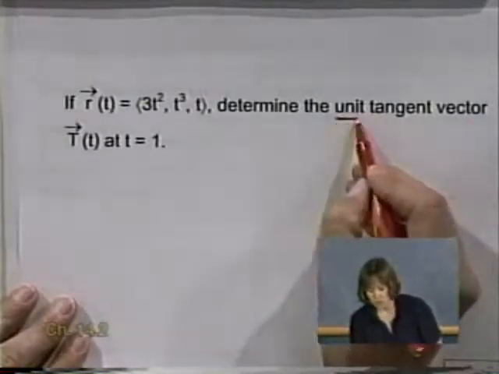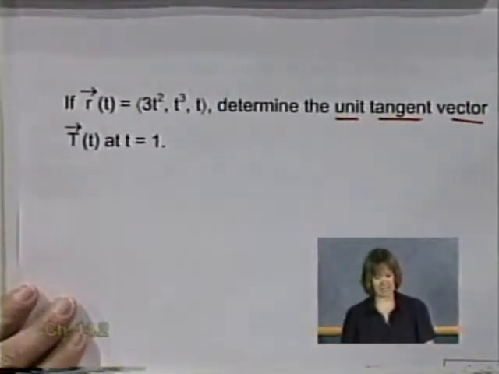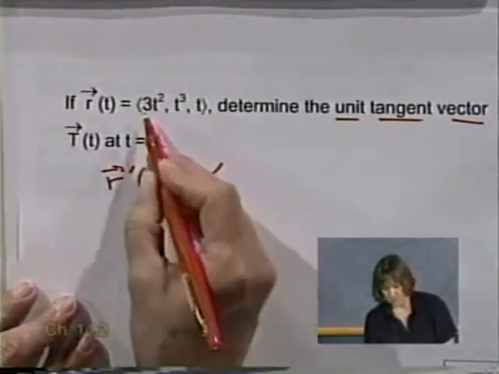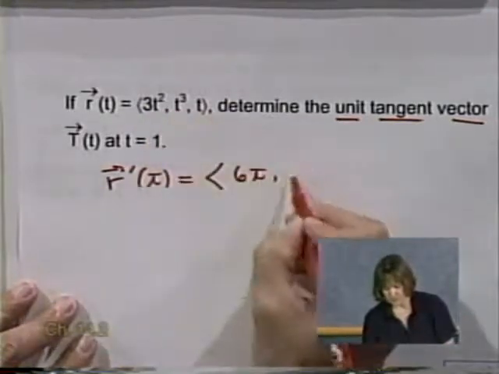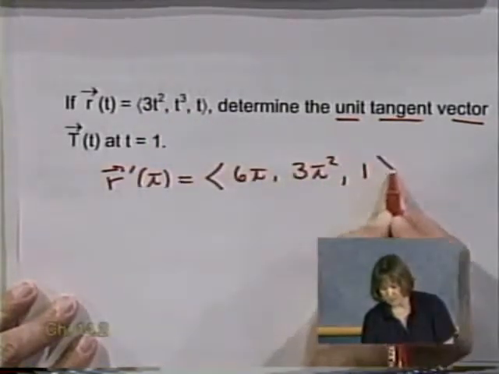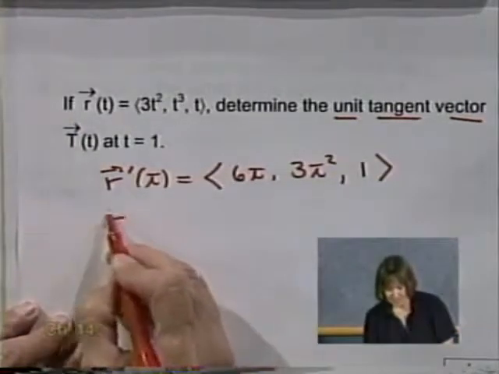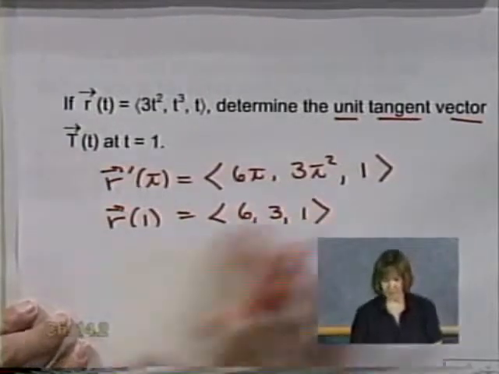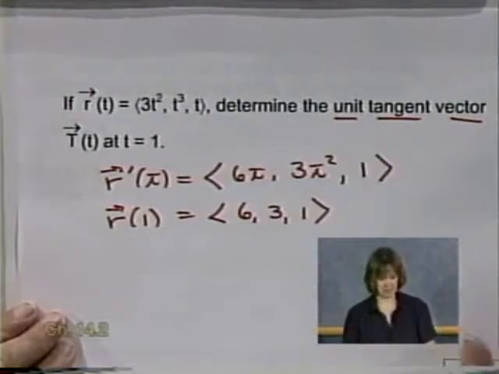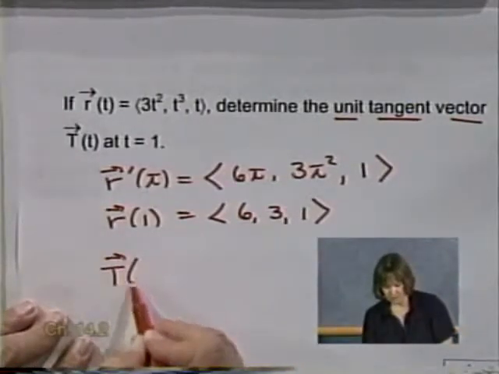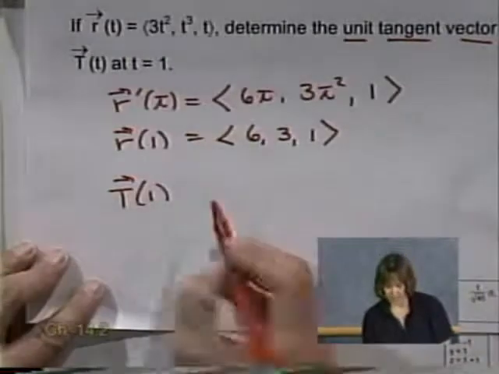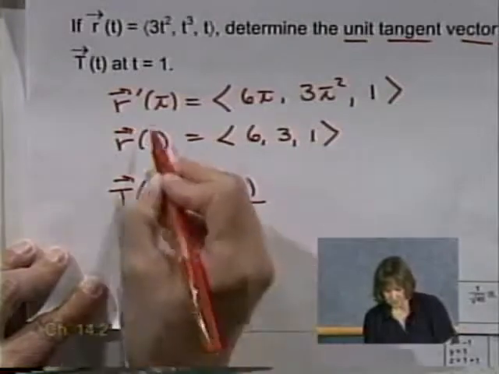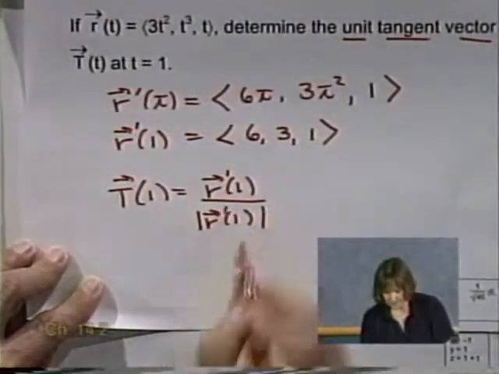Determine the unit tangent vector T of t at t equals 1. Now notice r prime of t has components. Derivative of 3t squared is 6t. Derivative of t cubed is 3t squared. Derivative of t is 1. The tangent vector at t equals 1 has components 6, 3, 1, because I plugged in t equals 1 in each of those places. But to get the unit vector at 1, we have to take the regular tangent vector r prime and divide it by its length.